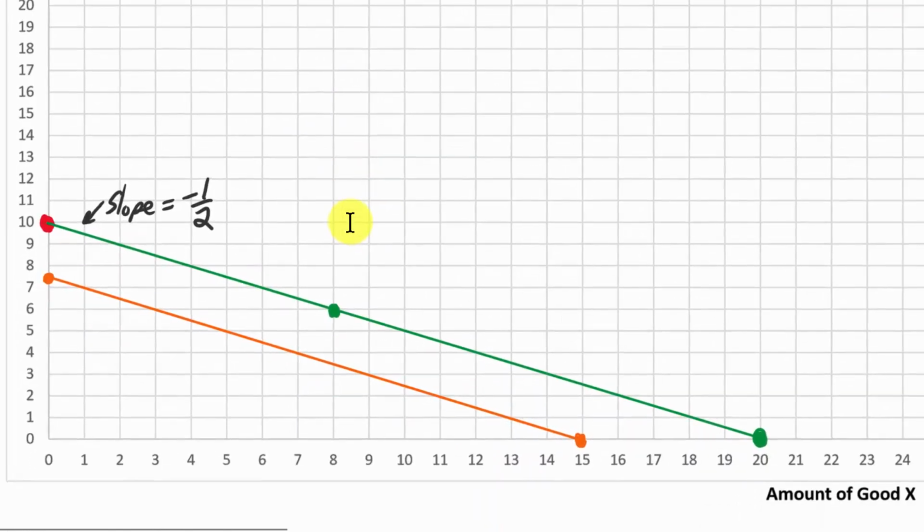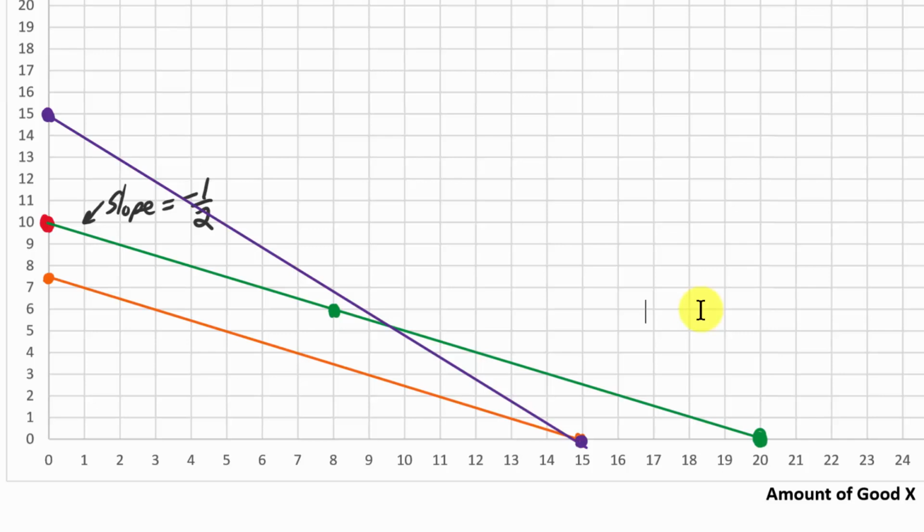So our 2 points are 0 x's, 15 y's, and 0 y's, 15 x's. Connect those 2 dots. And now we have this purple budget line. What's the slope of the purple line? Well, it's minus 1, because between the 2 endpoints we're going down 15 and over 15. Minus 15 over 15, rise over run, gives us a slope of minus 1. And that minus 1 is the opportunity cost.